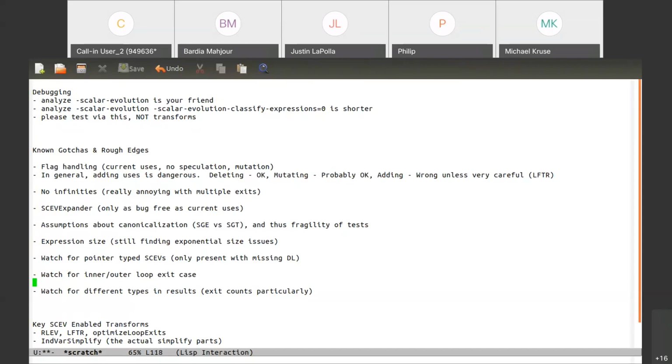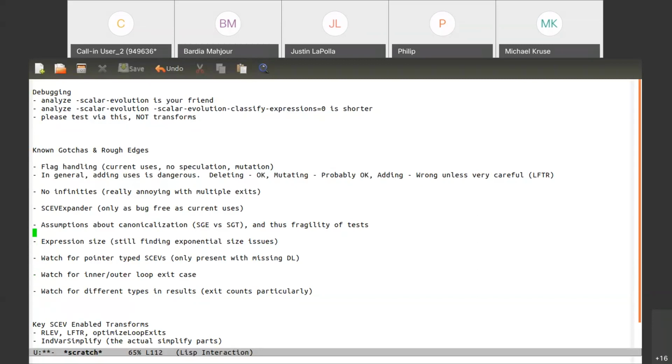Another one that's a bit of a surprise is that when you ask particularly for exit counts, you may end up with exit counts for the same loop of different underlying data widths. There's a utility for merging them into a umin expression of the widest necessary type, but if you implicitly assume that all of the exit counts for a loop share a data width, for instance, that's incorrect.